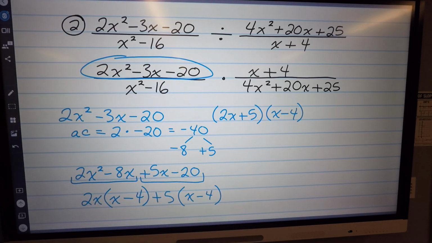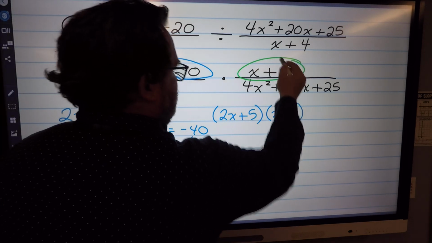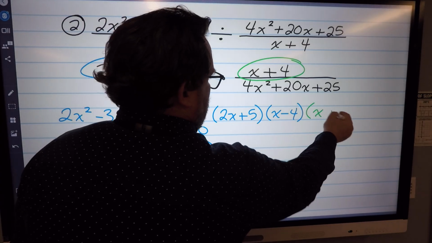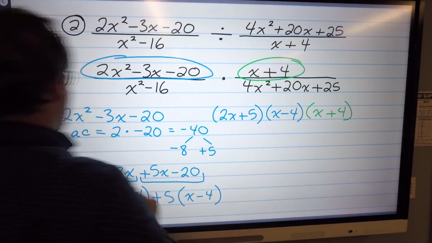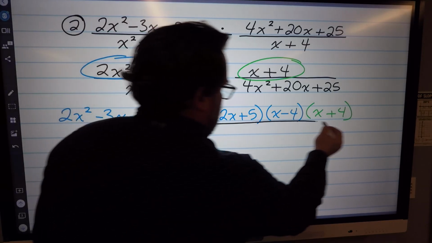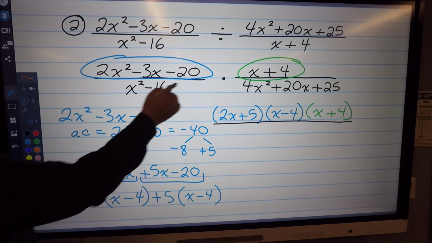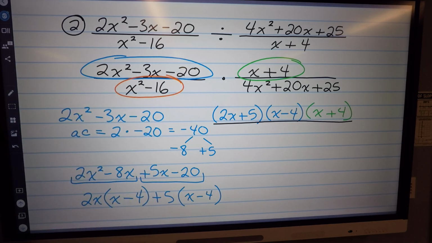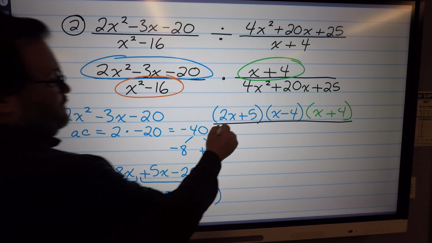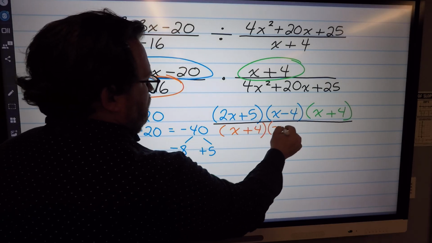And we'll keep multiplying across on the top, times x plus 4 here. And then on the bottom, we've got x squared minus 16. That's a difference of squares. So that factors to x plus 4 times x minus 4.